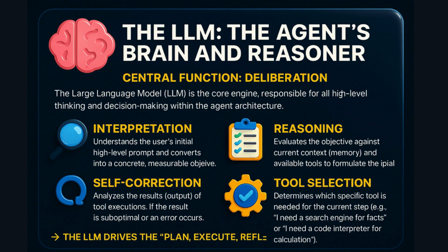Leveraging the analogy of the agent's brain, this slide details the critical role of the LLM, the agent's brain and reasoner, focusing on its central function of deliberation. The large language model is the core engine for all high level thinking and decision making within the agent architecture. This deliberation process includes four key cognitive steps.